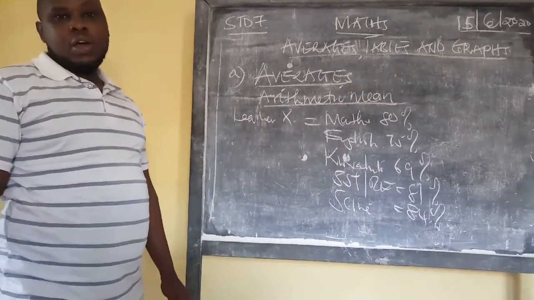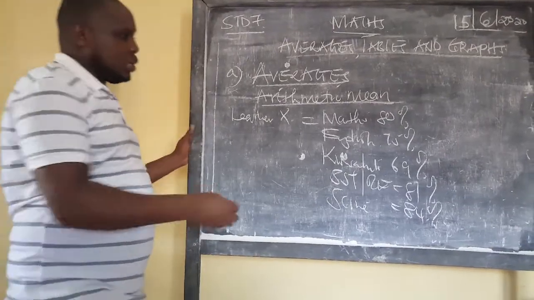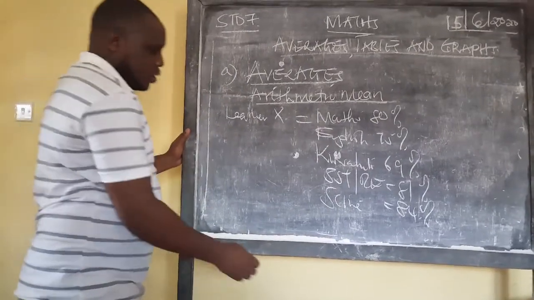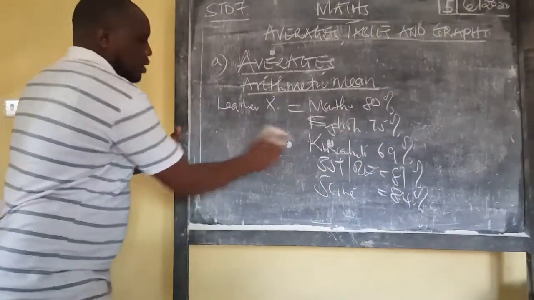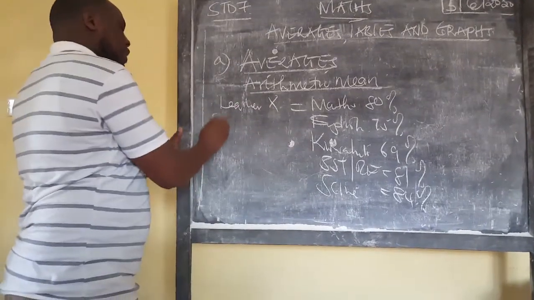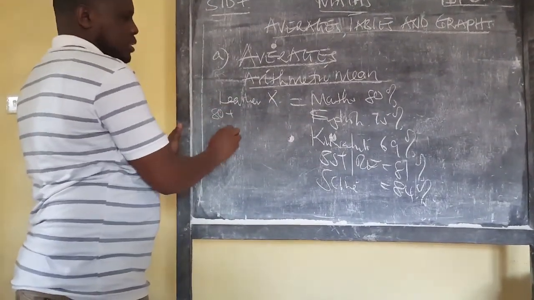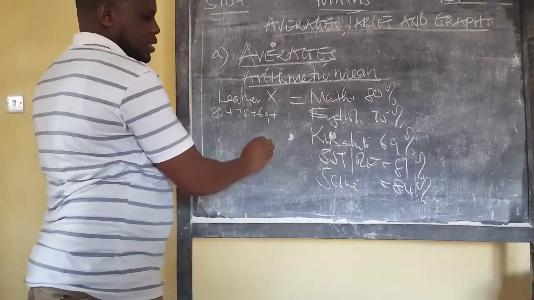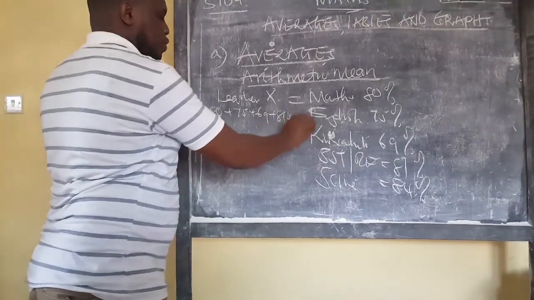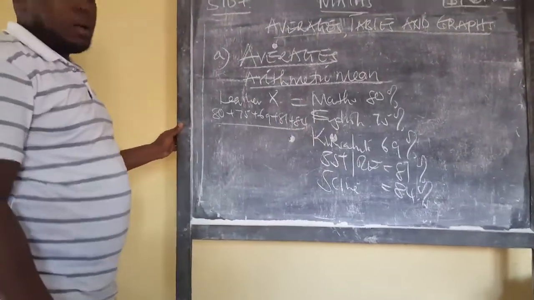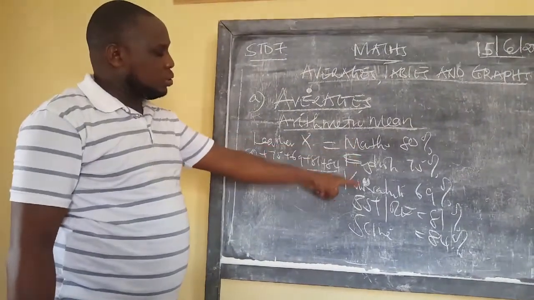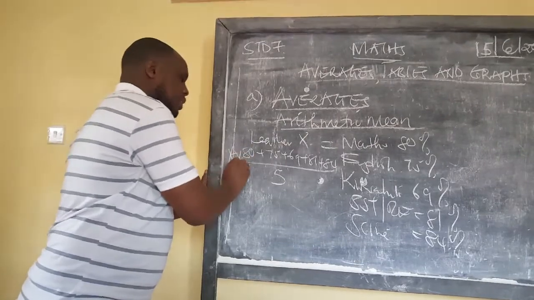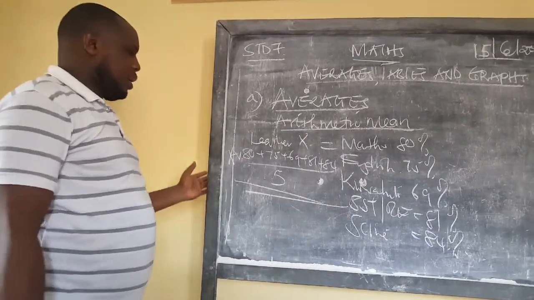learner X, for us to be able to get the mean, we add all these subjects. There are 5 subjects. So we begin from here. 80 plus 75 plus 69 plus 81 plus 84, and we divide that by the number of subjects we have: 1, 2, 3, 4, 5. Divide by 5. So that's how we get average.